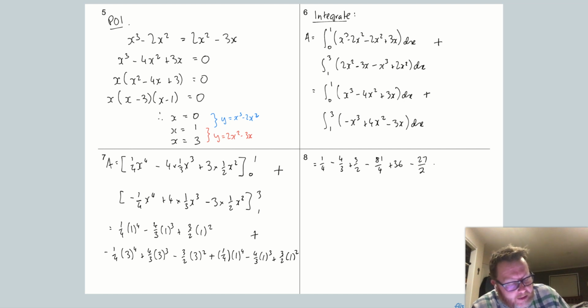And then the rest of it's a bit easier because it's just to the power of 1. So it's going to be plus a quarter minus 4 over 3 plus 3 over 2. Wow. Okay. Let's maybe just have a look at the common denominators first and collect those. So I've got a quarter minus 81 quarters is 80 quarters. So negative 80 quarters. Plus 1 is negative 79 quarters. So that's all the quarters done.